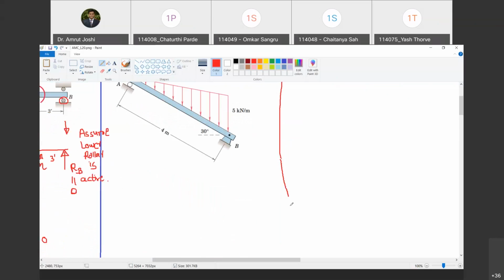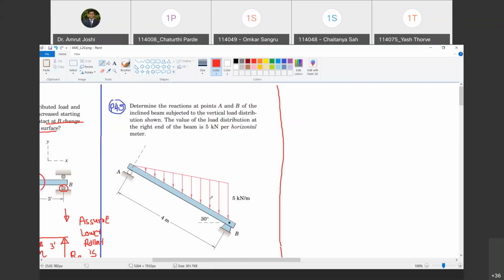Yes. So let us go ahead now. This is the last problem in the series of equilibrium of beams. We will do a few more problems, but those we will do side by side as we go on continuing with dynamics. Okay? Muskan? Yes, sir. Okay. So now determine the reactions at A and B of the inclined beam subjected to vertical load distribution as shown. Are you with me? Yes, sir. The load is vertical and it is a uniformly varying load. Do you agree with me? Yes, sir. Uniformly varying load.